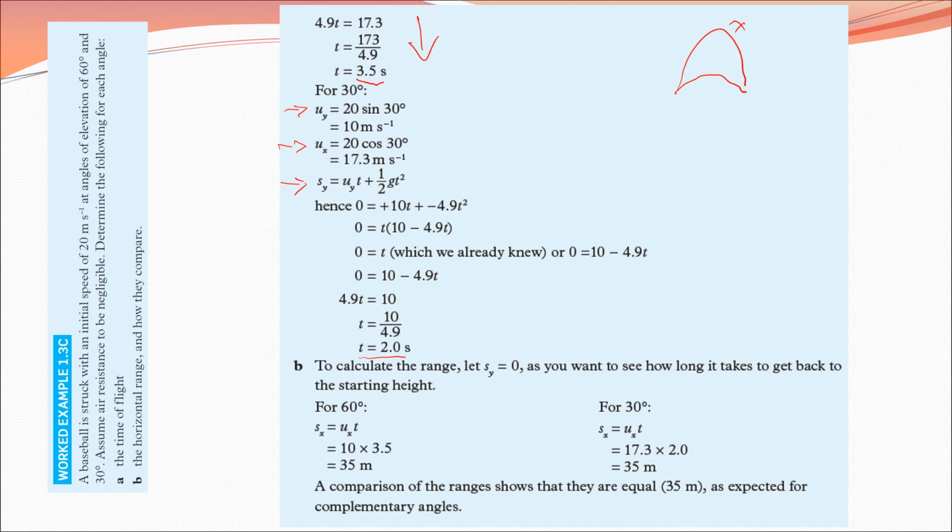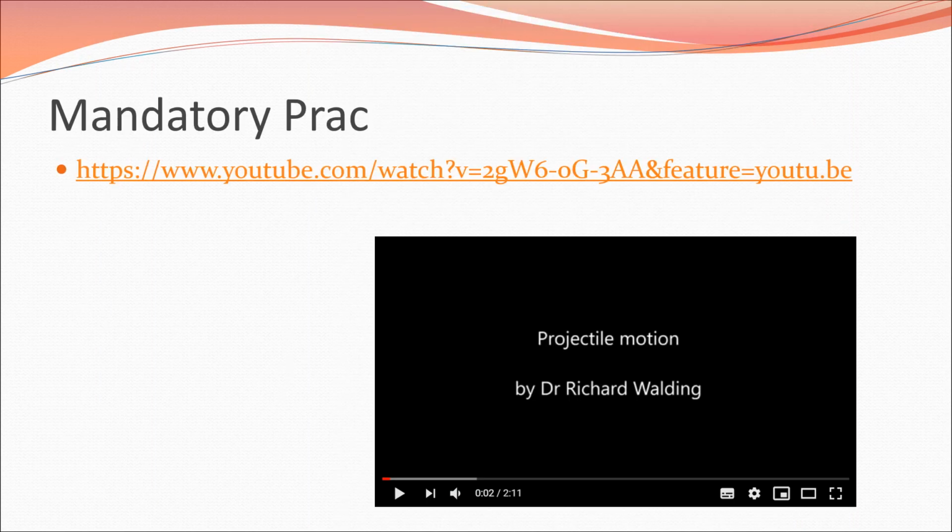So, calculate the range. What that tells us is the displacement in the y dimension is 0. So how long do we take to get back to the starting height? s is equal to u times t for 60 degrees and 30 degrees. Notice that the angle is not coming into it. It's just the initial speed times the time. And they're all 35 meters. And that's what we expect out of our complementary angles.